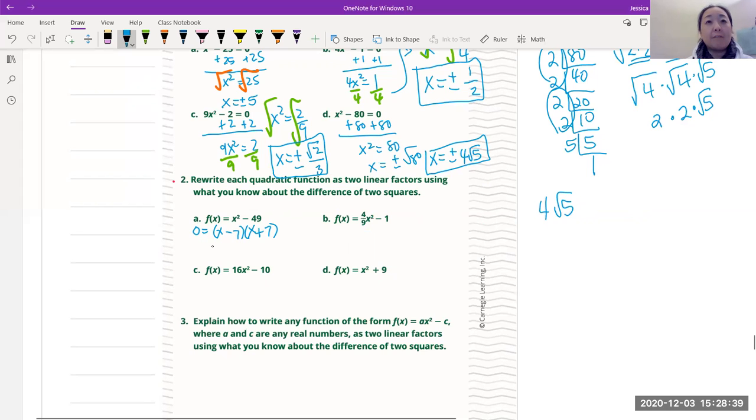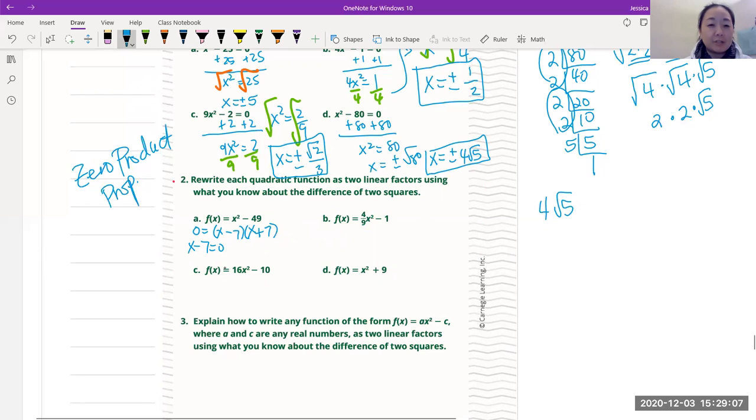Excuse me. And then we're going to set this, remember the zero product property? The more I say it, the more you're going to remember. So remember, if it's equal to 0, which we are setting it equal to 0 because we want to know what x is equal to for these cases. So we're going to set both of these. So x minus 7 is equal to 0.